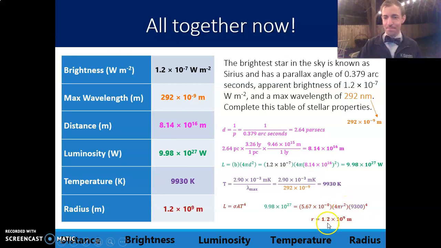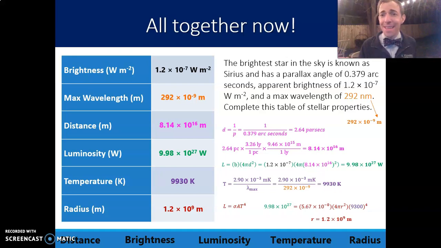Solving for r, we can find that the radius of Sirius, the brightest star in the night sky, is 1.2 times 10 to the 9th meters. 1.2 billion meters across in radius. Now, this process is a beast. There's a lot going on there. But if you know generally how to flow through this and practice it a couple of times using this as a guide, it's a pretty powerful thing that you can do.